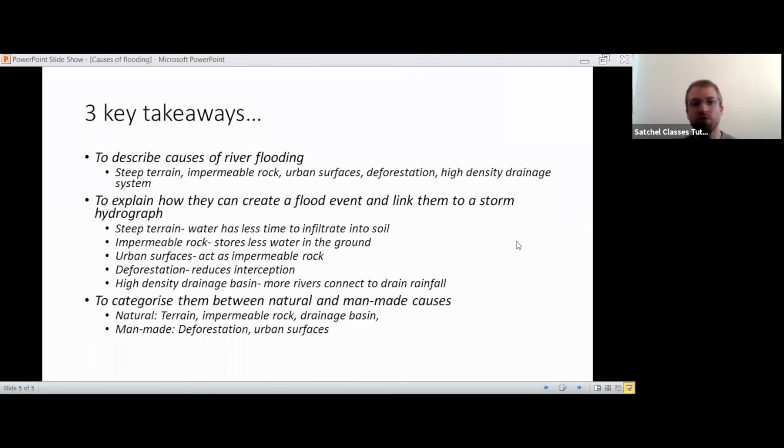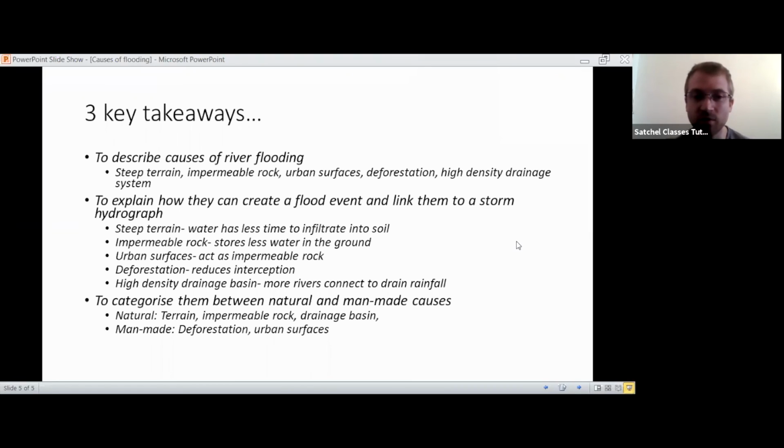So first of all, what causes river flooding? Steep terrain, impermeable rock, urban surfaces, deforestation, and high density drainage systems. These aren't the only factors. There are many, many more, but these are some of the key ones that we can look at. And then we want to explain them. So steep terrain means water has less time to infiltrate into the ground because it's rushing downhill. Impermeable rock means less water is stored in the ground. Urban surfaces act in the same way as impermeable rock. It doesn't allow water to soak into the ground.